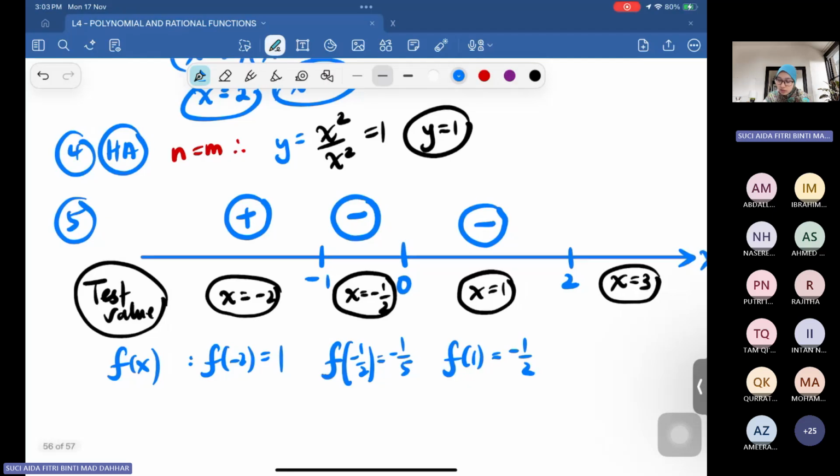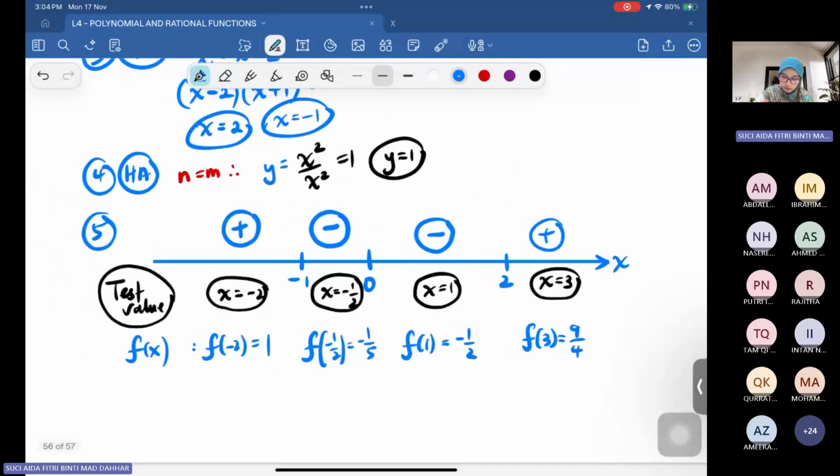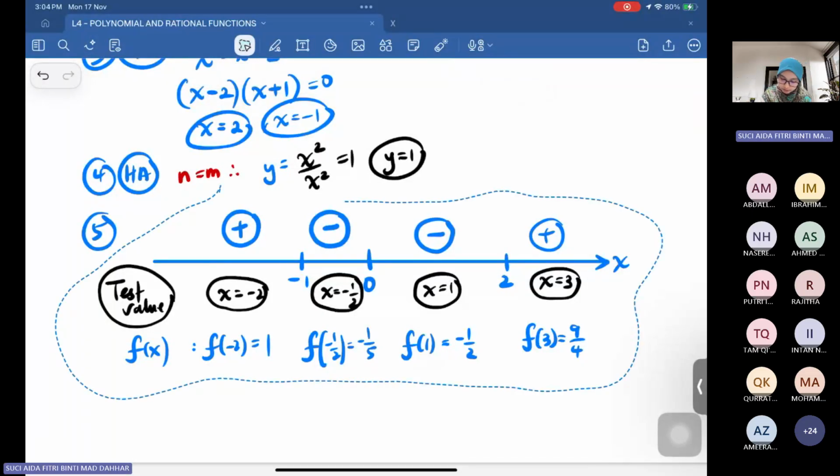Okay, and then after 2, now change the test value to 3. The last one is x equals 3. Okay, press equal twice. What will you get? I got f of 3 here is equal to positive 9 over 4. So it is positive again here. Okay, now that we have the signs, we are ready to sketch the graph. Okay, let me just copy this. I don't have enough space.